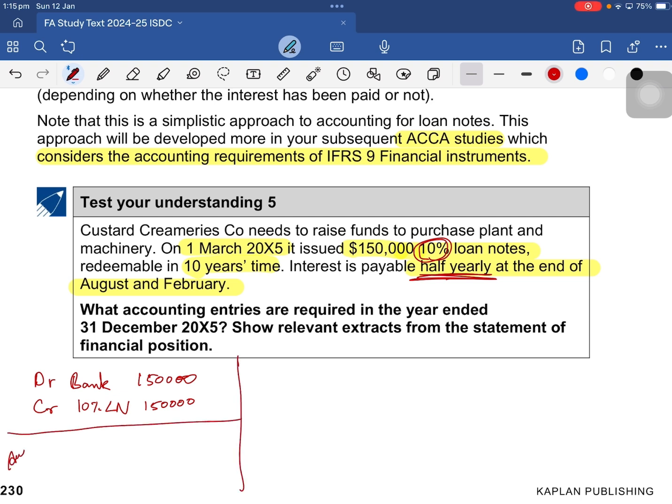But on August you have to pay interest. So debit finance charge. How much? From January till August. 150,000 into 10% into January, February, March, April, May, June, July, August into 8 by 12. You're going to pay it by bank. This much is okay?